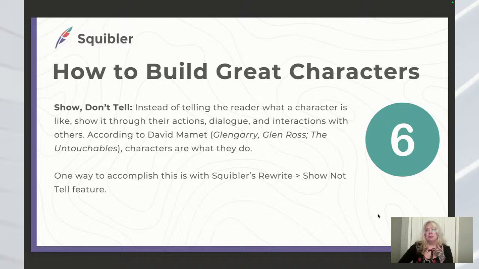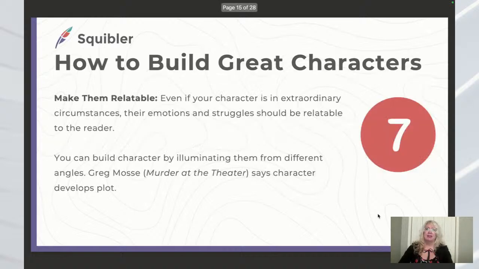So one way you can accomplish this is in your revision with Squibbler's Rewrite. You can use the show not tell feature as well to revise your work. You do want to make sure that your characters are relatable, even if your character is in extraordinary circumstances. I always think about Ripley in the Alien series. We're not all in outer space fighting aliens, but we want to see how someone like that, and how their emotions and struggles are, and if they're relatable, right? Do we believe her struggle?